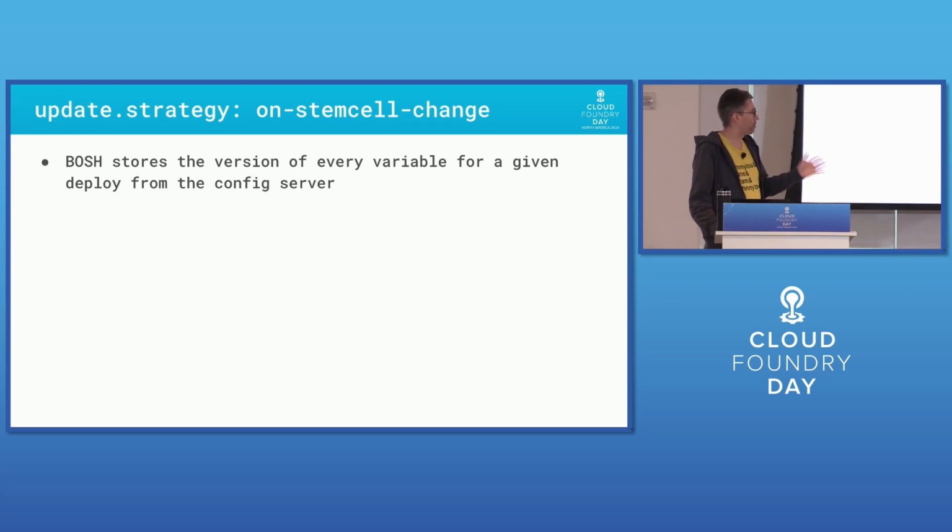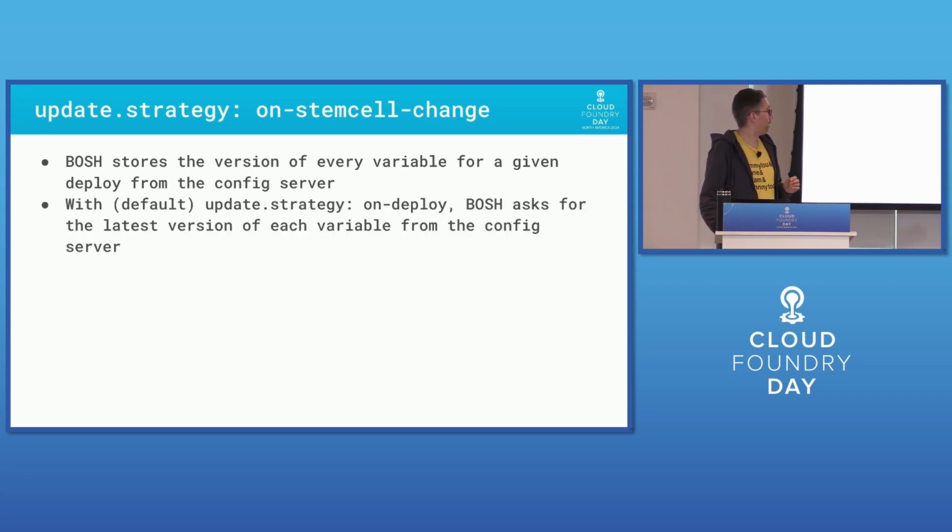A little bit of background here. BOSH stores the version of every variable for a given deploy from the config server, which is generally CredHub. You can run BOSH variables and see this. It'll tell you, here's all the variables in my manifest, and here's the version that I'm going to ask for from the config server. With the default strategy, which is on deploy, when you generate a manifest and you do BOSH deploy, it's going to ask, for this slash BOSH DNS TLS CA, or whatever it is, CredHub, can you give me the latest version of that? Because I'm going to deploy that.